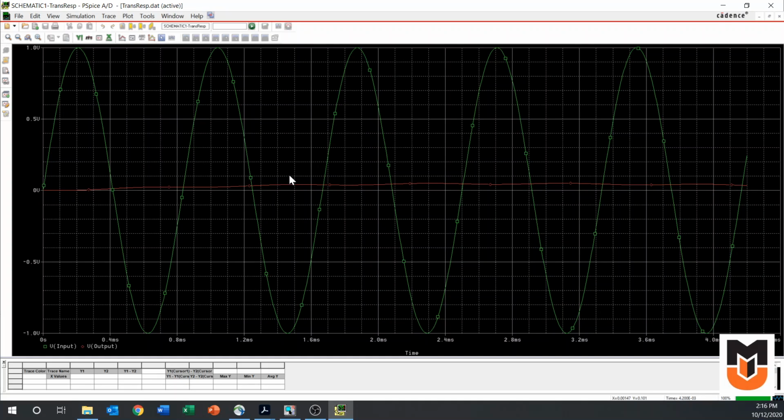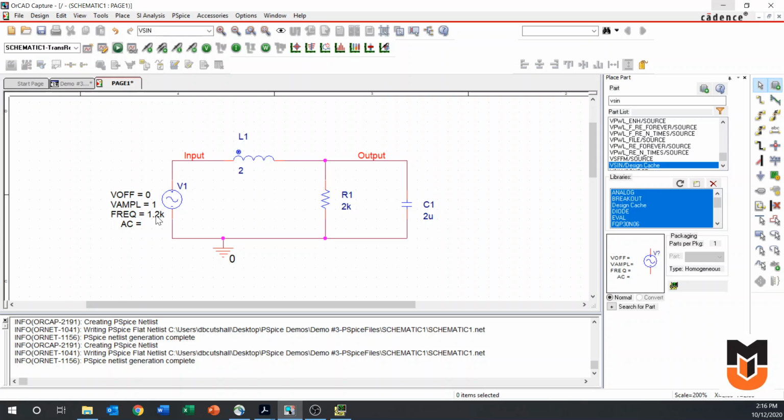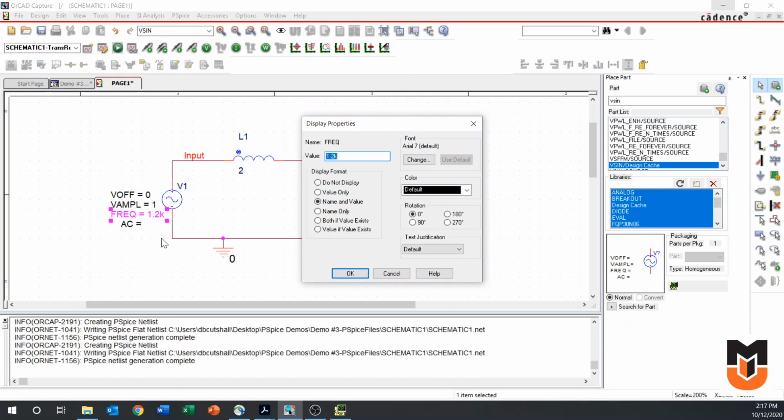And so if we were to increase the frequency further, what we would see is that this red output curve would just be getting smaller and smaller and closer to a value of 0 as that gets blocked more and more effectively. So now let's come back and look at one final frequency value.